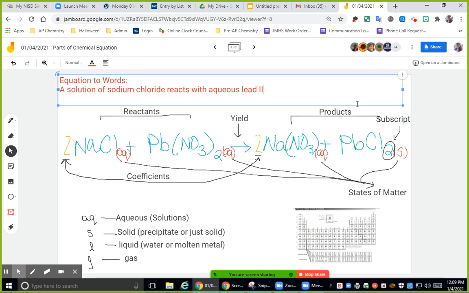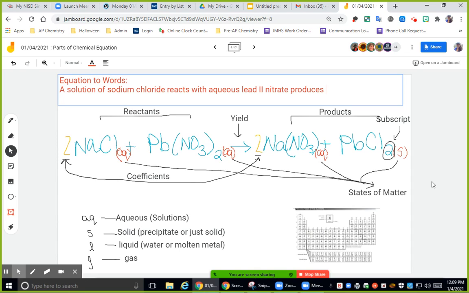Lead 2, and then this was a polyatomic ion. That's in your resource sheet as well, okay? So nitrate. Nitrates. And then I could say yields, or we could go ahead and say produces. And then we're going to start talking about our products.